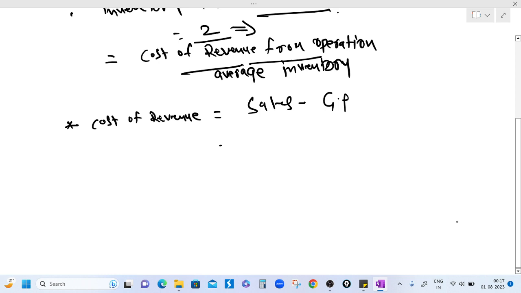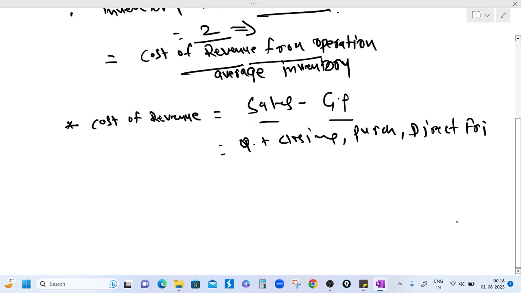Other way, suppose you do not have sales and do not have gross profit, but you have some other details. For example, you have opening stock, closing stock, purchases during the year, and some direct freight also available. So from these details you can also calculate. Here basically the purpose is to calculate cost of revenue or cost of goods sold.